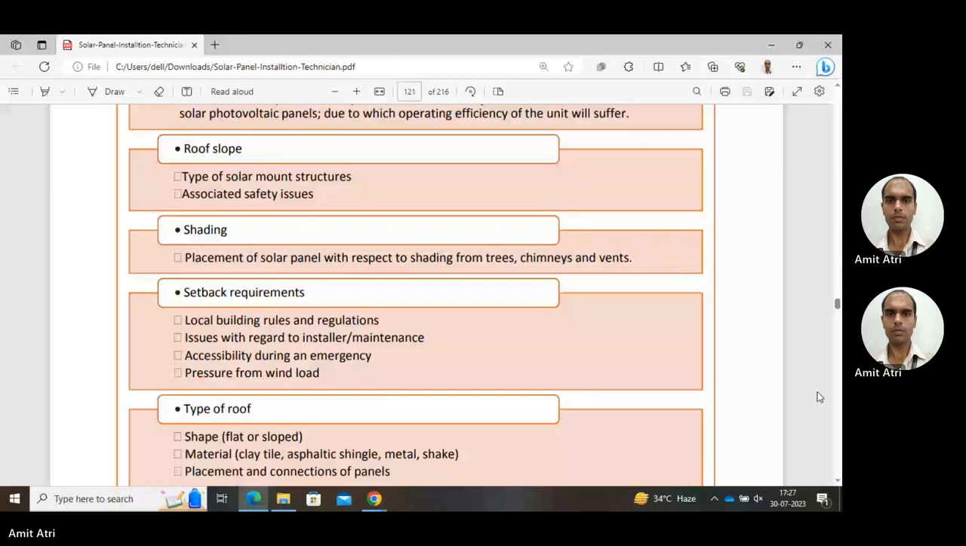Then pressure from wind load. This thing also we have to monitor, the pressure due to the wind. Another factor is the type of roof.